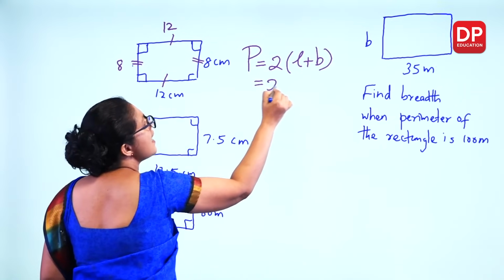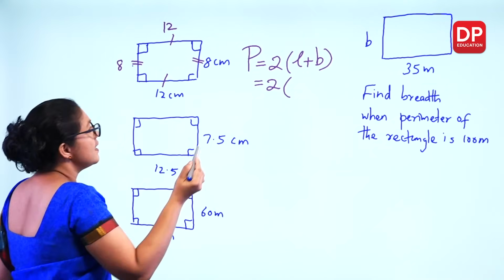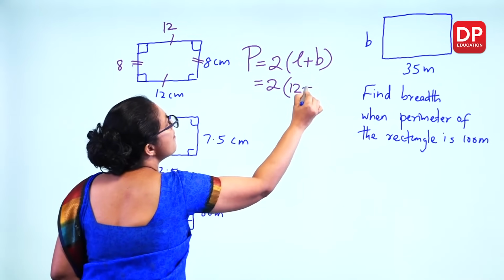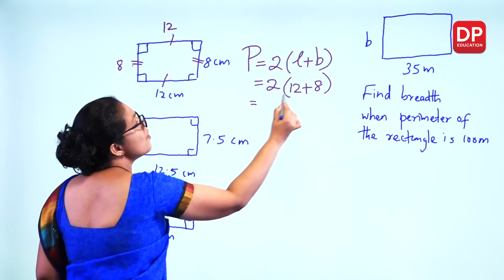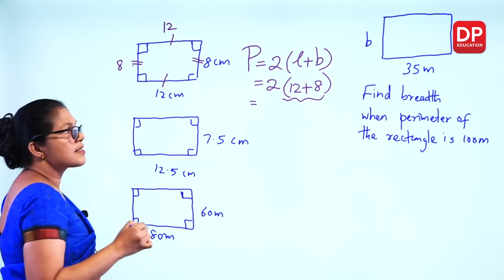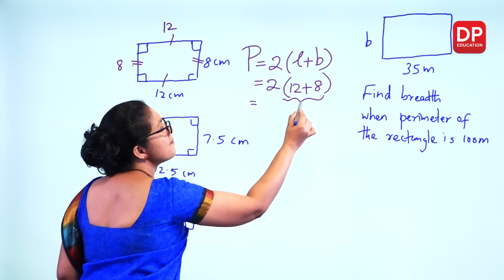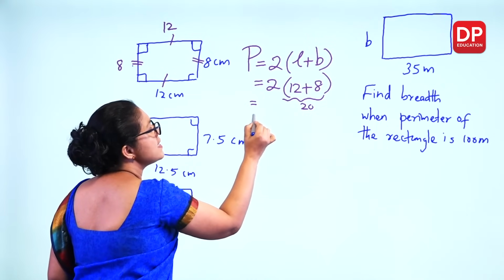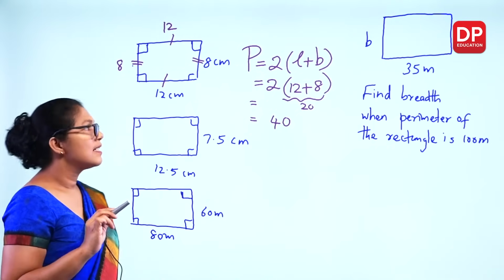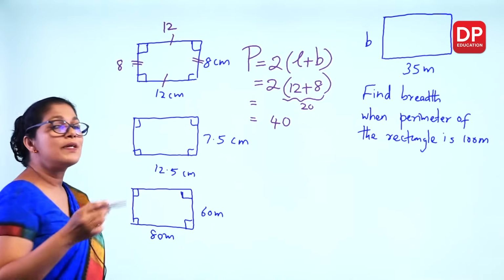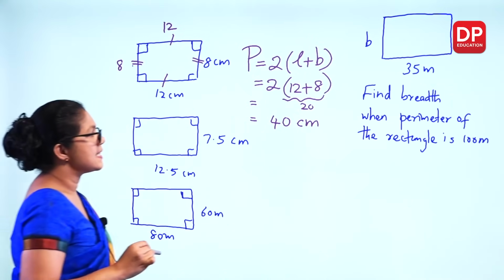So you can just add. L is given. L is the longest side, 12. Breadth is the shorter one, so 8. So first brackets, according to BODMAS, 12 plus 8 is 20. 2 times 20, you get 40. Now what's the unit? Here all these measurements are given in centimeters, so you have to use centimeters.